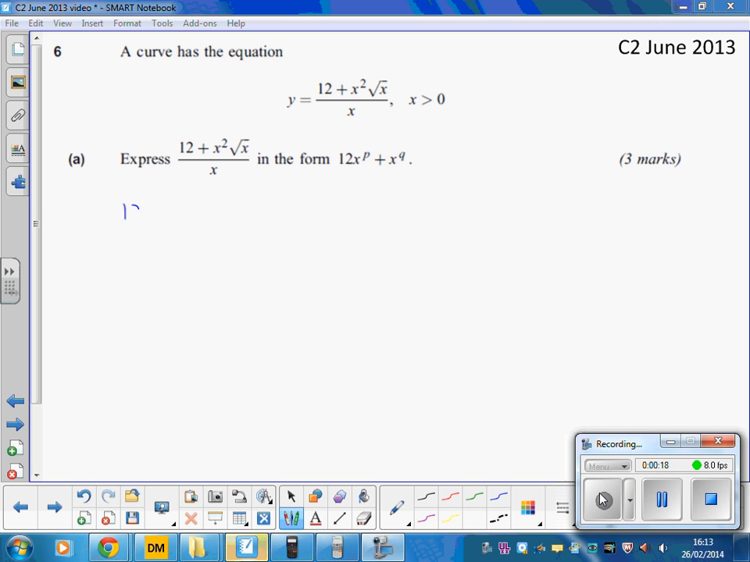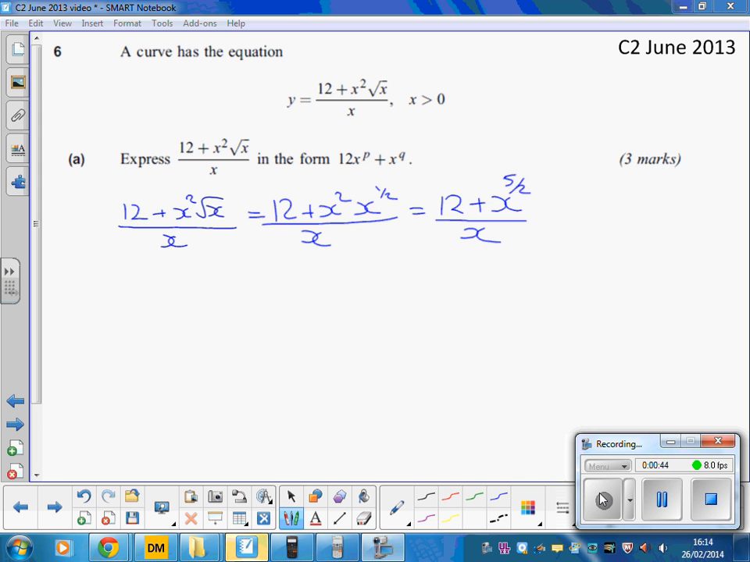So we're going to take 12 plus x squared root x over x. One of the first things we want to do is rewrite the square root as a power, so square root is the same as a power of a half. We've then got x squared times x to the half, so we can rewrite that as x to the power of 2 plus a half. 2.5 is the same as 5 over 2. Once we've done that, we've now got 12 over x plus x to the 5 over 2 over x.